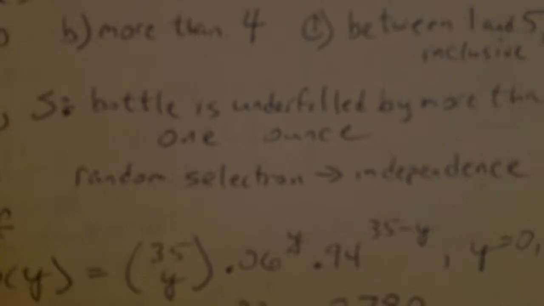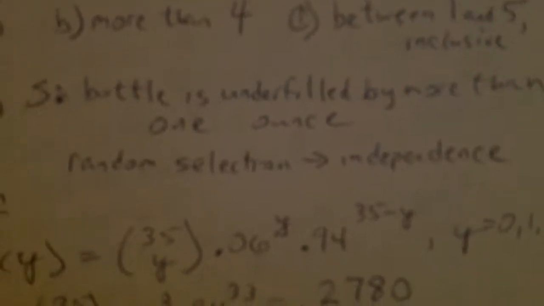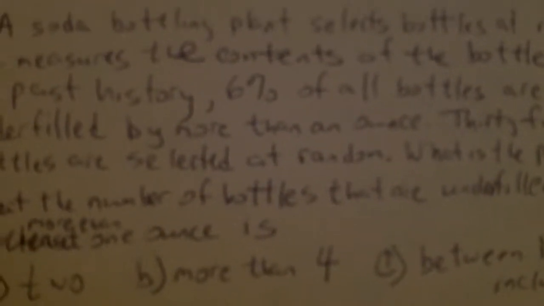So, going back to our underlying conditions, our number of trials is 35, corresponding to the 35 bottles that were chosen. A success in this situation would be that the bottle is underfilled by more than 1 ounce. So as you can see, success doesn't necessarily mean something positive. It could mean something negative, but that's what we're counting here.